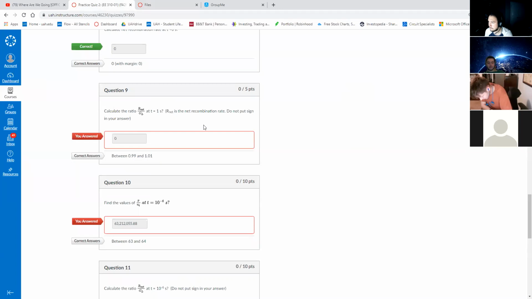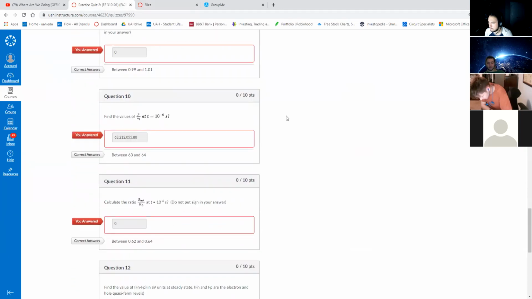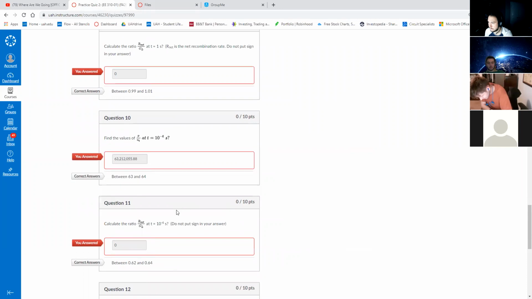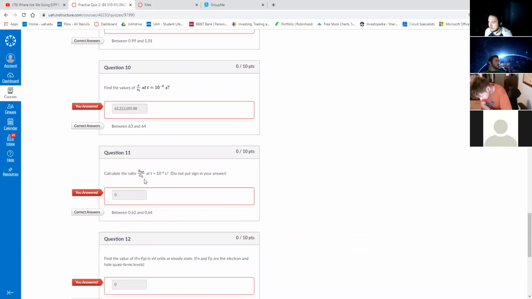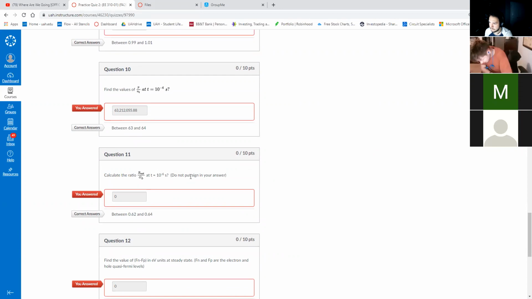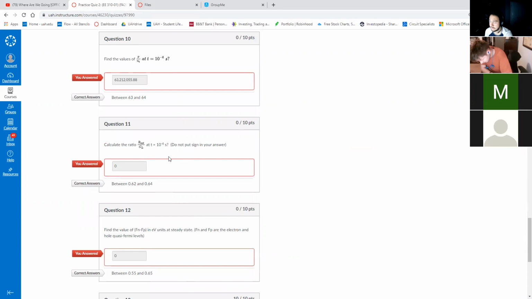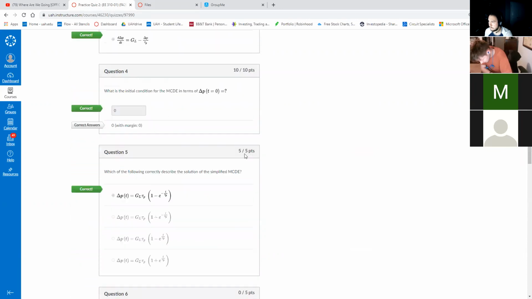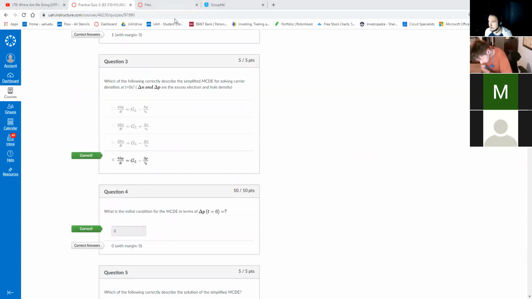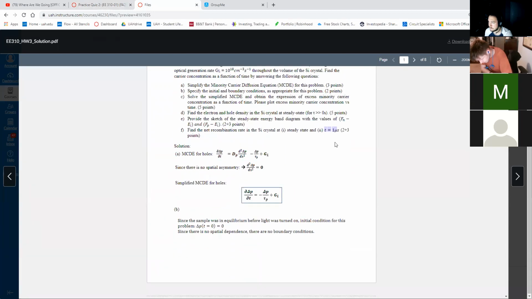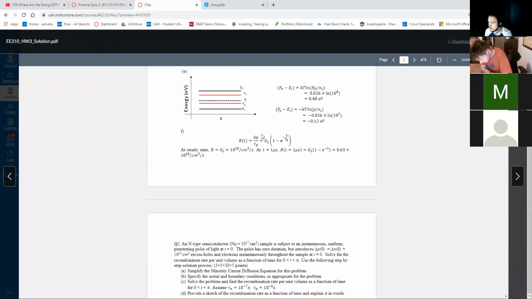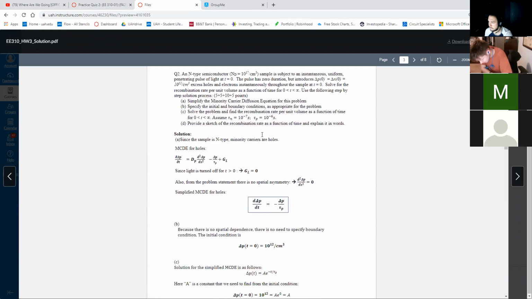But I forgot to multiply GL by tau p. I'm a genius or something. I don't know. And then same thing here. We have another recombination rate divided by GL with some other new given time. So we did it 3 times in the quiz. So the homework is extremely similar. Homework question 1 is extremely similar to what we did on the practice quiz, question for question.